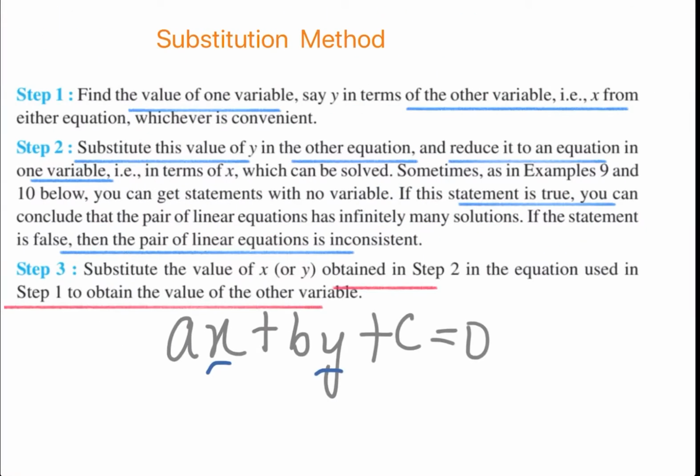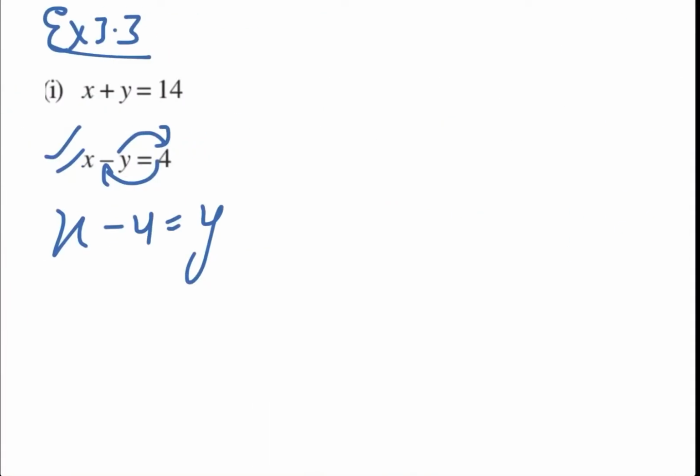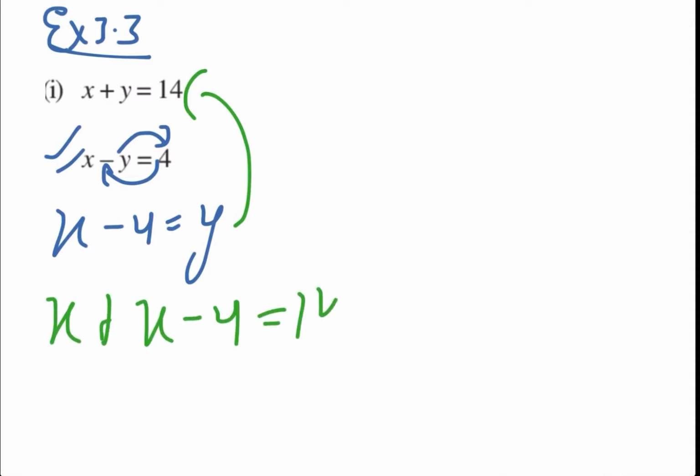Step 2. Substitute this value of y in the other equation and reduce it to an equation in one variable. I have the value of y given to me here. I will put this value of y in the other equation. That means x plus y, which is x plus x minus 4, is equal to 14. What I have done is reduced this to an equation in one variable only. Both terms are only in x.